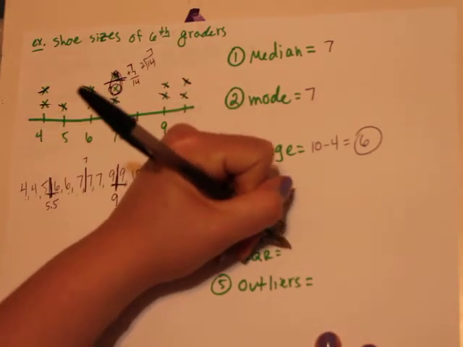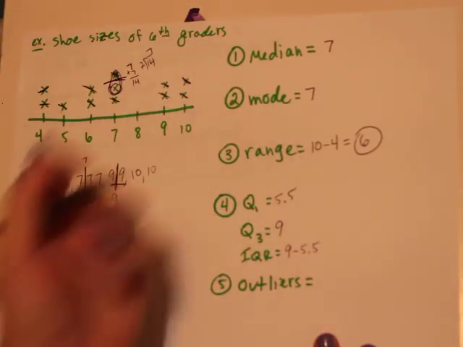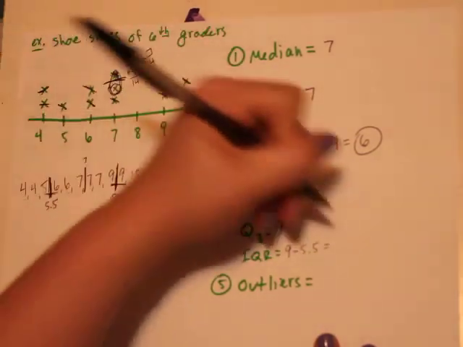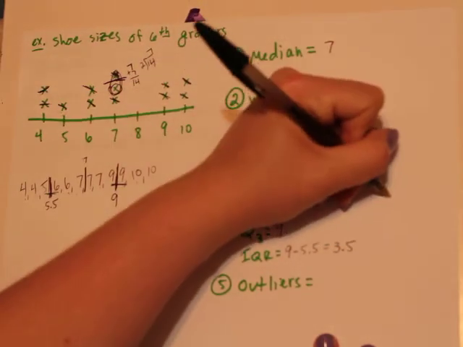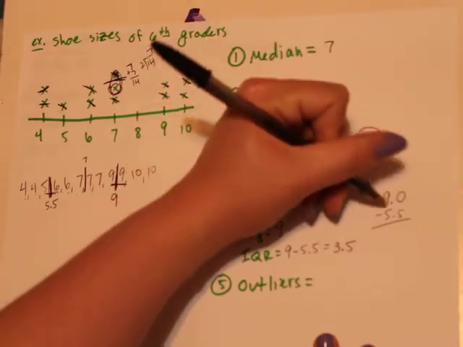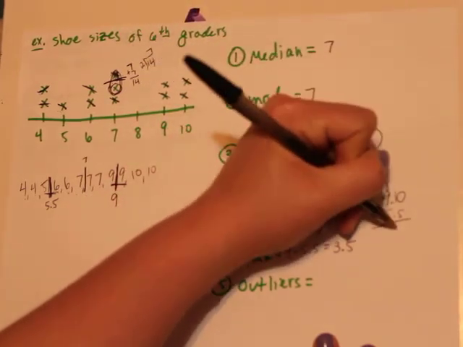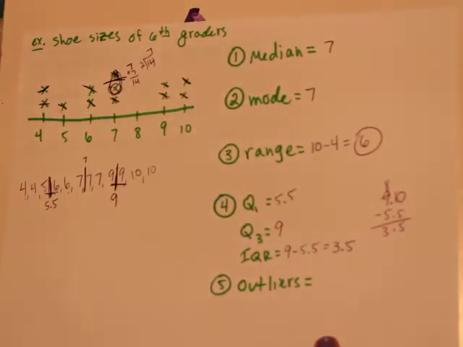Now we're going to look at our IQR. So we've got 9 minus 5.5, and that's going to give us 3.5. Okay, remember 9.0 minus 5.5. Gotta borrow there. 8 minus 5 is 3. So 3.5. And now we have to find outliers.